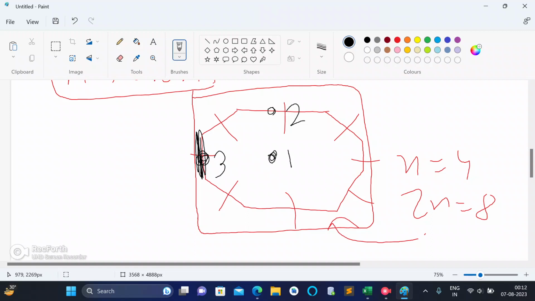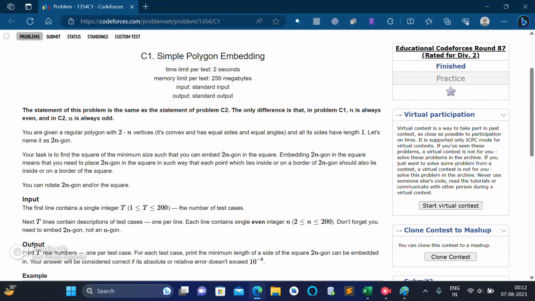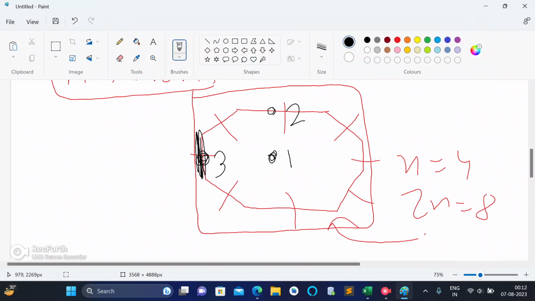That is, I should make a square, and in the answer I have to report the side length of the square, and that side length should be minimal. That square must contain the regular polygon. That is, every point which is inside or on the 2n-gon polygon must lie either inside or on the square.